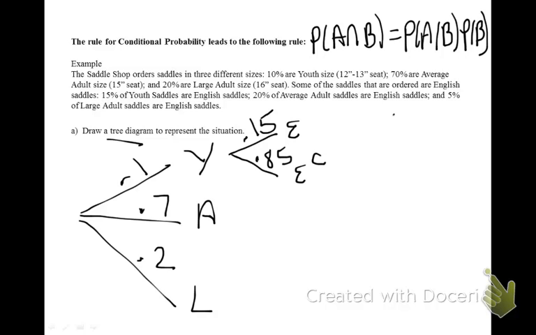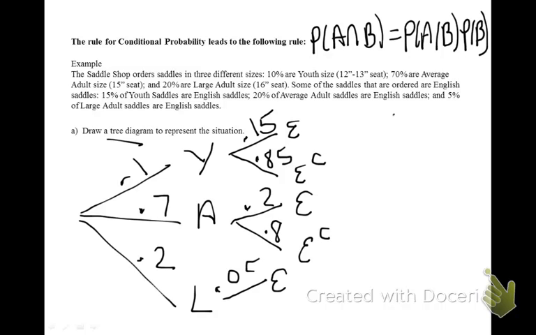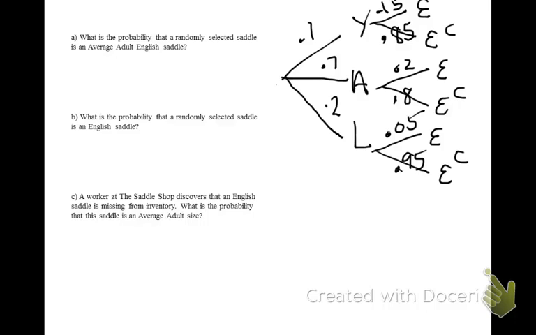20% of the average adult saddles are English saddles. Which means if you want to know how many of the adults are not English saddles, that's 1 minus 0.2, 0.8. And 5% of the large adult saddles are English saddles. So if you want to know how many are not English, that's 1 minus 0.05, 0.95. This is our tree diagram to describe the situation. I went ahead and copied our Venn diagram to this page.